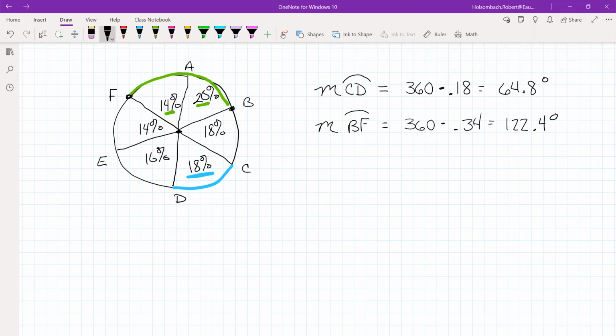All right. Take 360, multiply it by the percentage portion that your arc occupies in the circle. Any questions? Central angles, minor arcs, major arcs, semicircles, and finding their measures. All right, page 710. Your practice today is on page 710, 12 through 24.